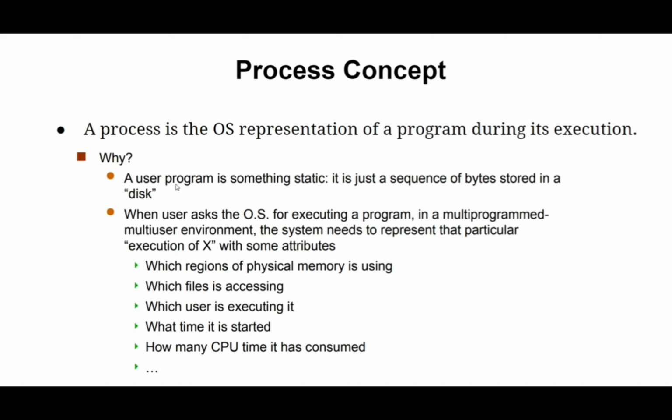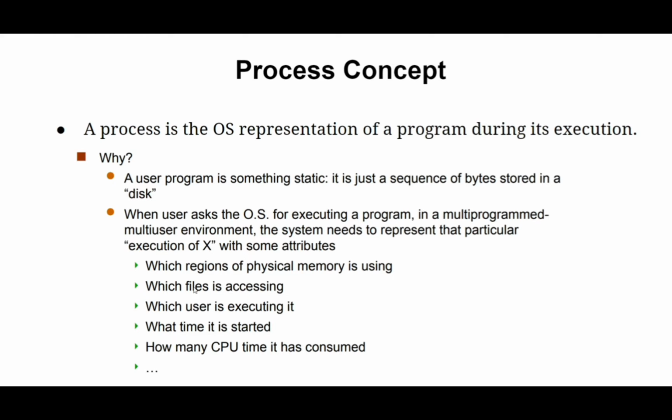Well, because a user program is something that is static. It is just a sequence of bytes stored in a disk or in any memory location. So when a given user asks the operating system for executing a program, the system needs to store all of the information of that execution. So we now represent the execution of this program X with some attributes.